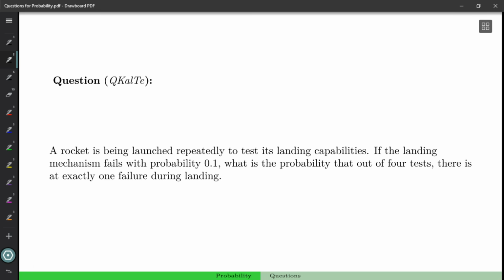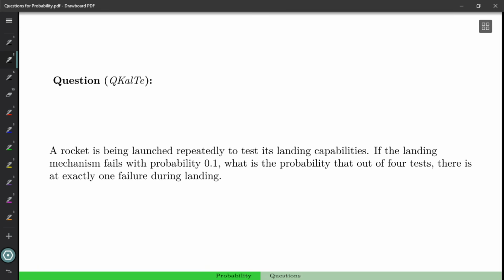A rocket is being launched repeatedly to test its landing capabilities. If the landing mechanism fails with a probability of 0.1, what is the probability that out of 4 tests, there is exactly 1 failure during landing?